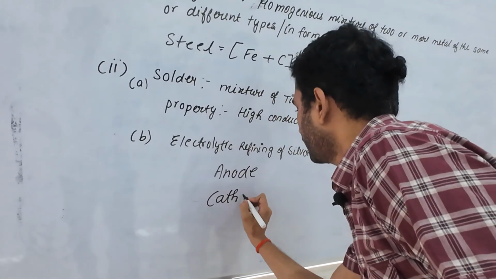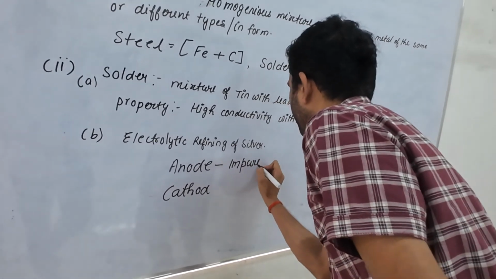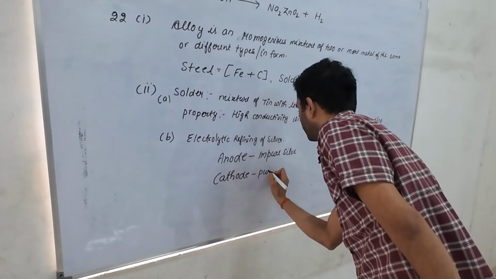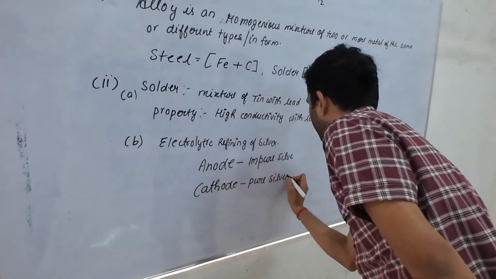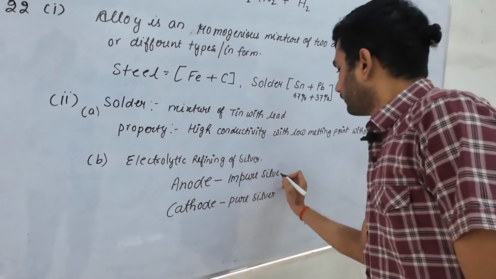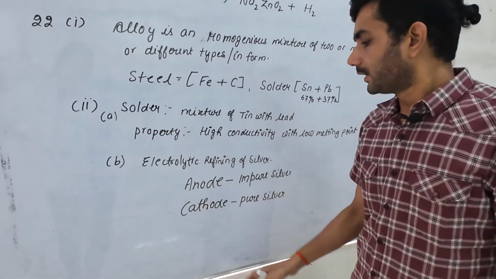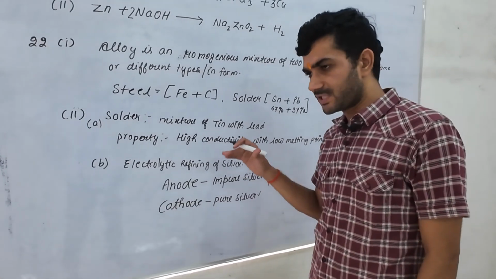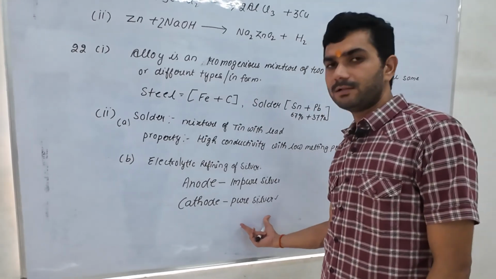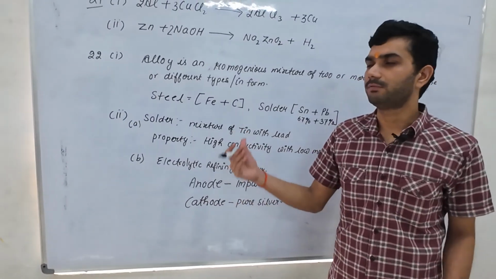In this electrolytic refining of silver we are using an anode and a cathode. The anode is made up of impure silver, and the cathode is made up of pure silver. What happens when we pass the electric current? From the anode the impure silver dissolves into the electrolyte, and from the electrolyte of silver nitrate the pure silver starts depositing over the cathode, and electrolytic refining of the silver is done.